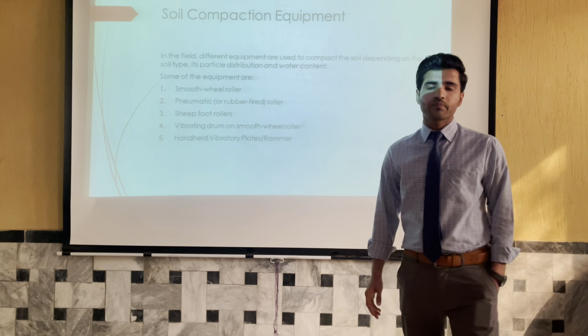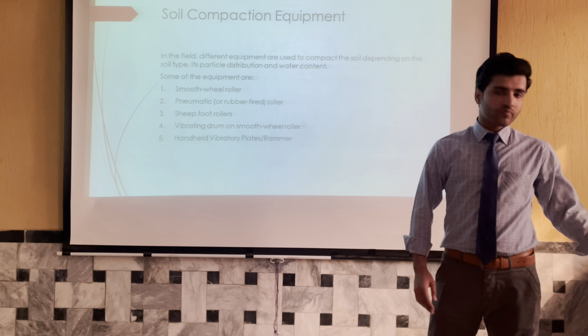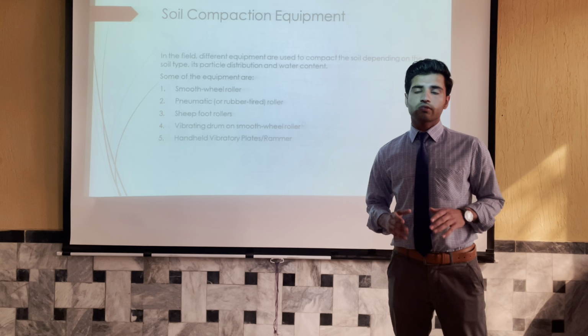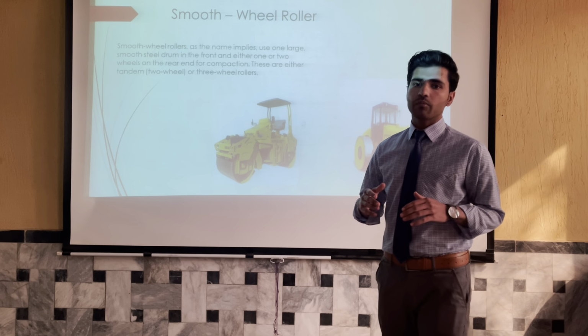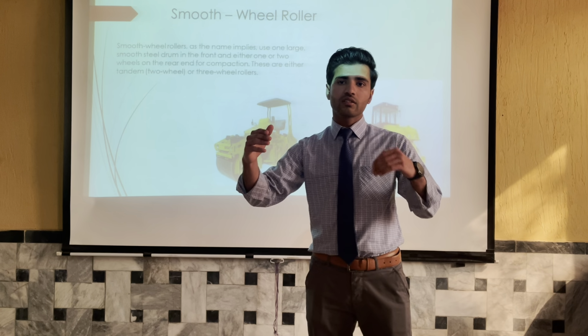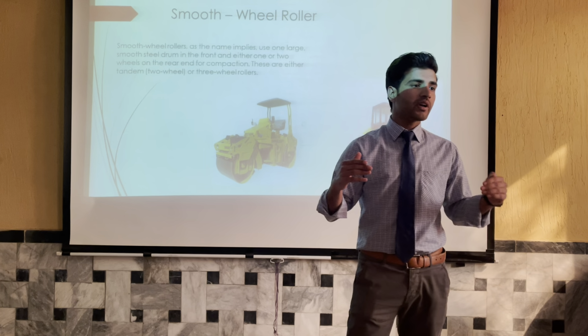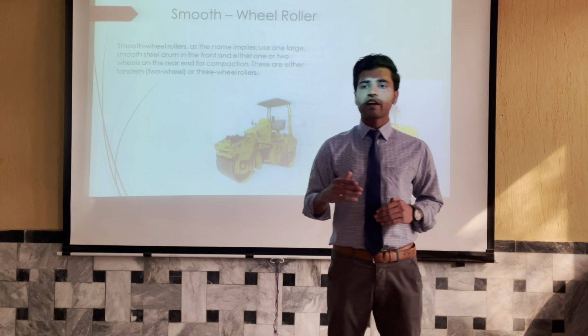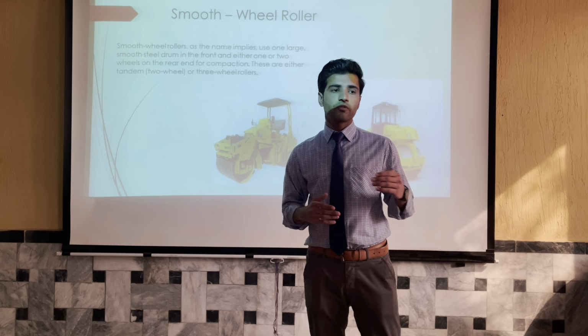The first one is the smooth wheel roller. As is clear from the name, a smooth wheel roller uses a very large steel drum on the front side and one or two steel drums or wheels on the rear side. So it is either a two-wheel roller or a three-wheel roller.